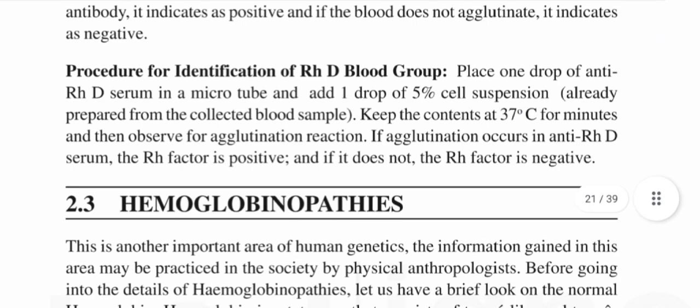Procedure for identification of RHD blood group. Place 1 drop of anti-RHD serum into a microtube and add 1 drop of 5% cell suspension already prepared from the collected blood sample. Keep the contents at 37 degrees centigrade for some minutes and then observe for agglutination reaction. If agglutination occurs in anti-RHD serum, the RH factor is positive, and if it does not, the RH factor is negative.